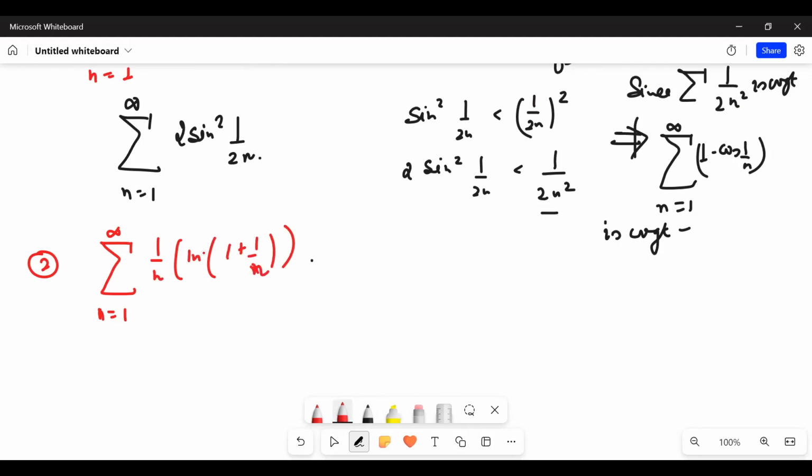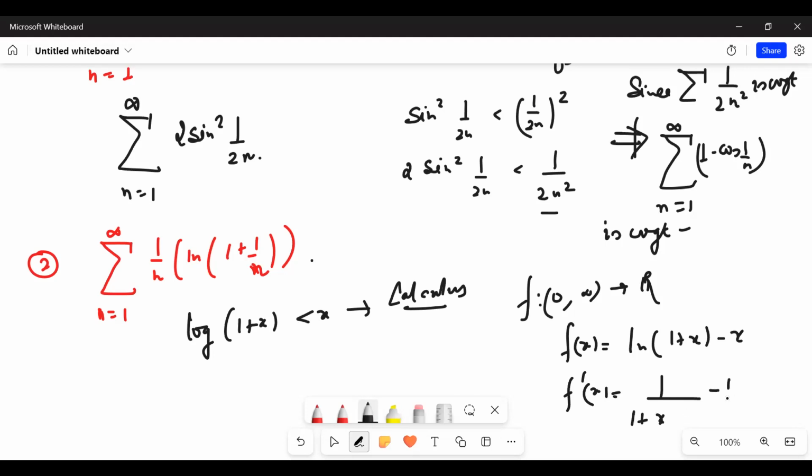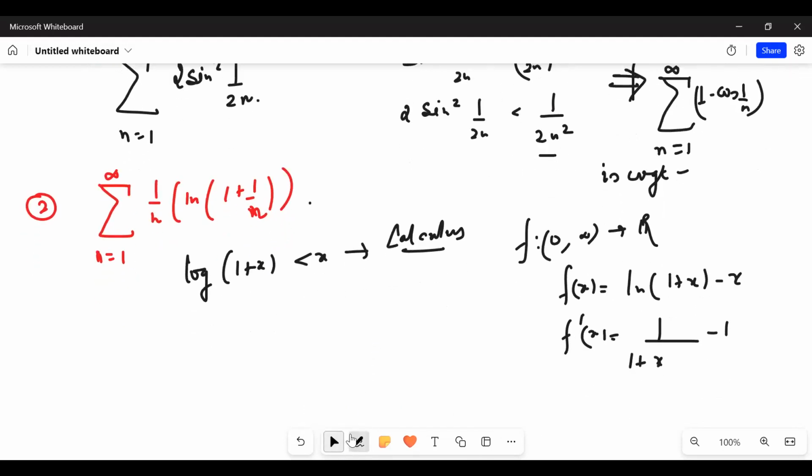Okay, so this is ln. So this is 1 upon n, ln of 1 plus n. Now you see from calculus itself, log of 1 plus x is always less than x. So this is an important result from differential calculus. And if I want to prove it, let me prove it for all x belongs to 0 to infinity to R. And let us consider function f of x equals to ln of 1 plus x minus x, differentiated. What you will get? You will get 1 upon 1 plus x minus 1. And indeed, it would be simply equals to minus of x upon 1 plus x, which is certainly less than 0. It implies that f of x is a decreasing function.